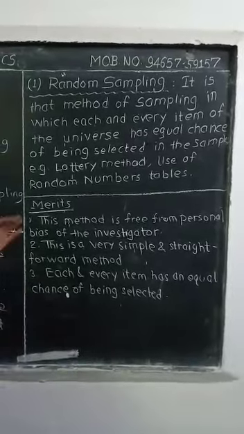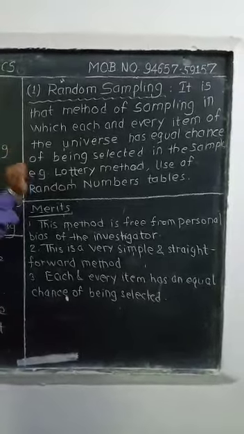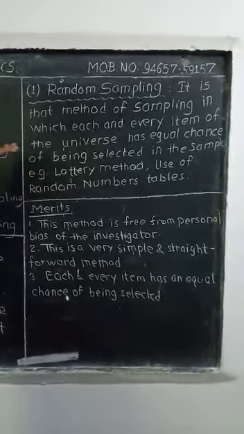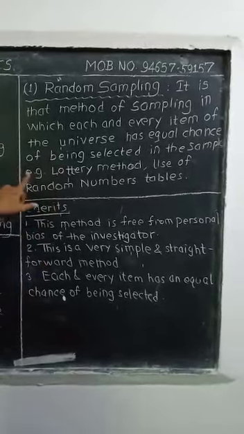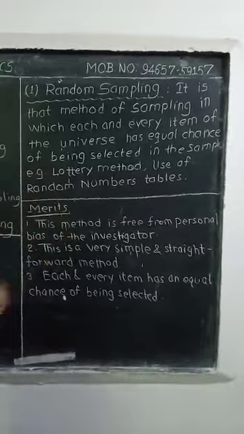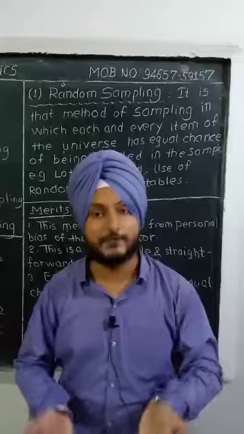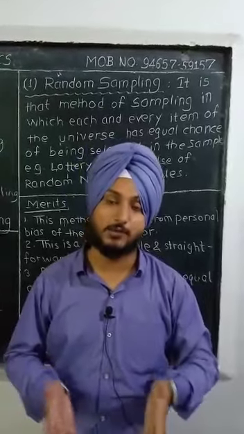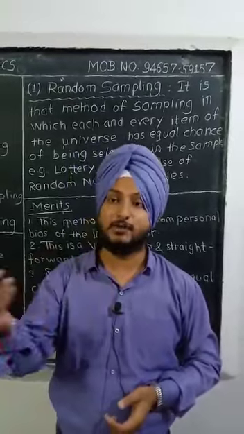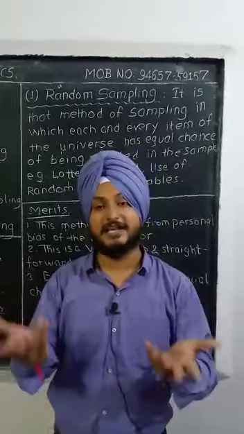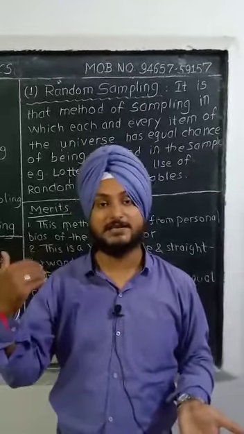Yes students, so the first method we have is random sampling. As the name suggests by itself, it is that method of sampling in which each and every item of the universe has an equal chance of being selected in the sample. For example, you are sitting in your classroom, there are suppose 50 students in your class, some are girls, some are boys, and any teacher is asking any question, and they can ask each and every student, from last bench to first bench.